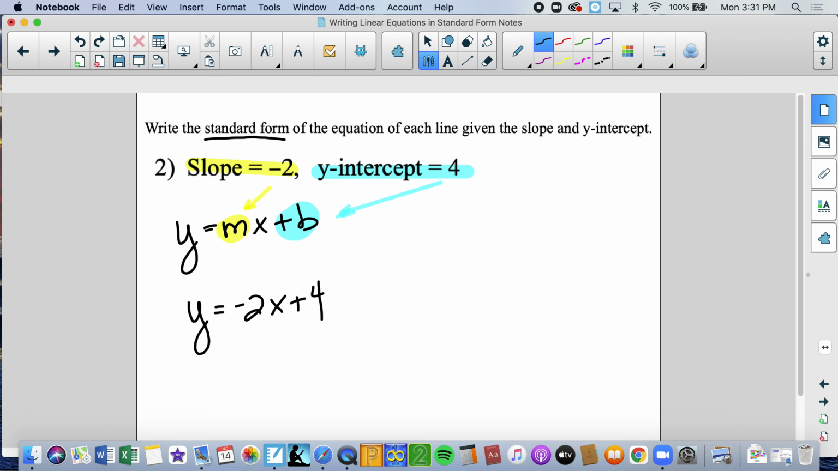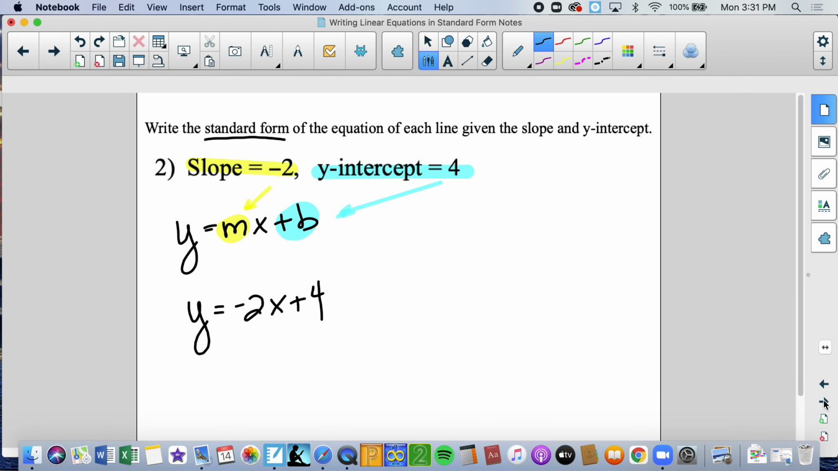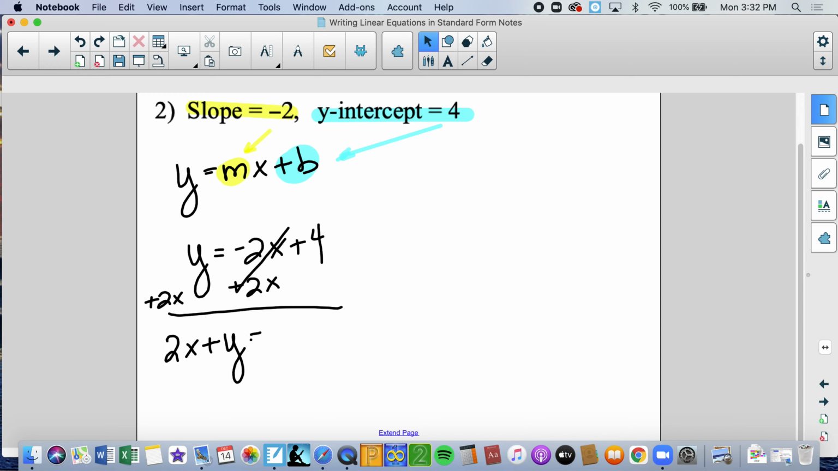Is this y equals -2x plus 4 standard form? What are the criteria? Remember what the criteria are. A must be positive, A, B, and C must be integers, and x and y are on one side and the constant is on the other. First I have to make sure that my x and y are on the same side. I see that I have my y on the left and my x on the right, so I need to get rid of that -2x. What gets rid of a -2x is a positive 2x. They cancel.